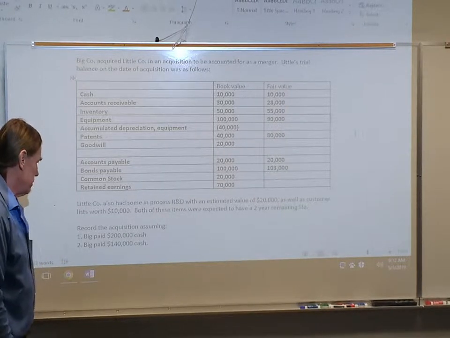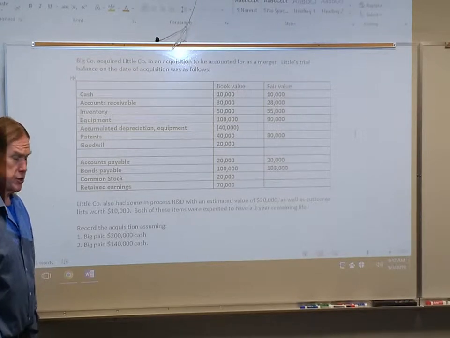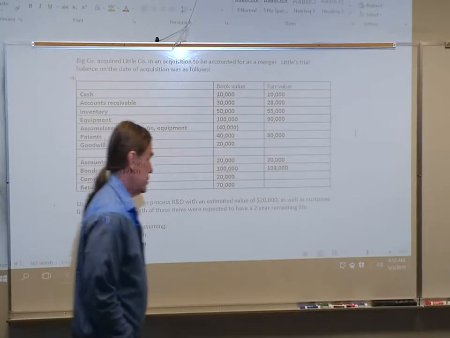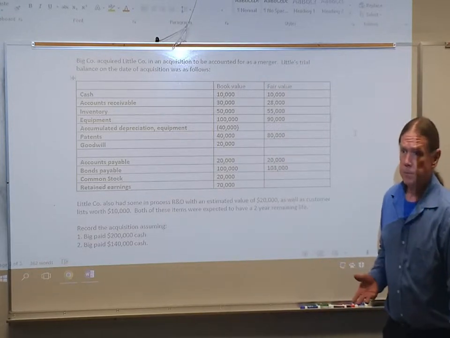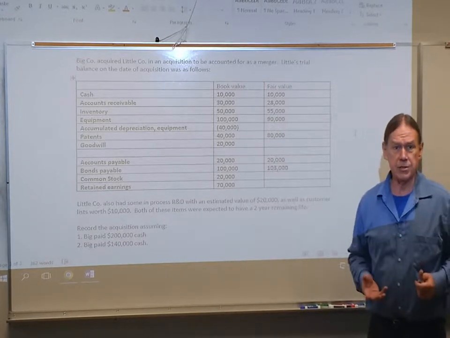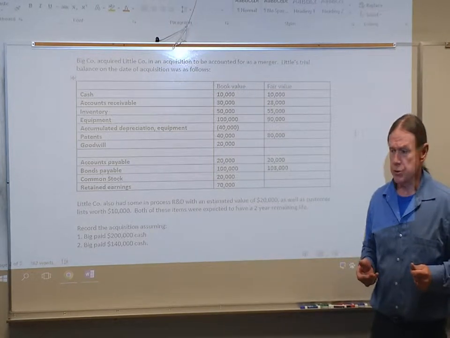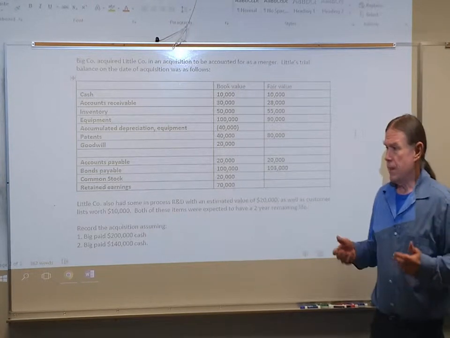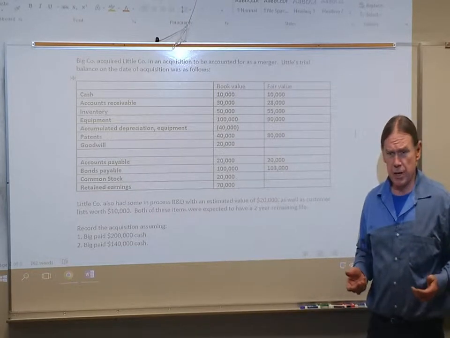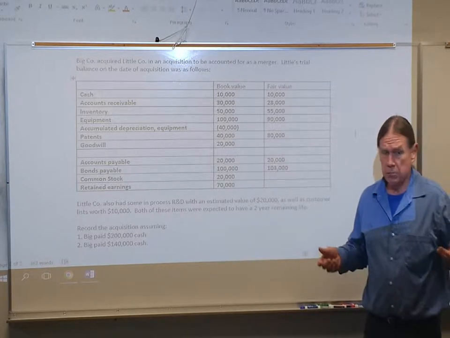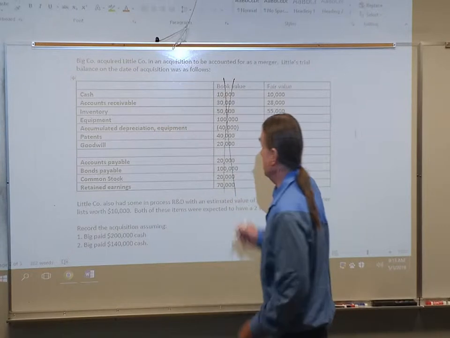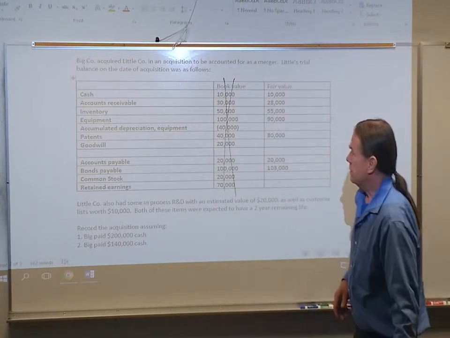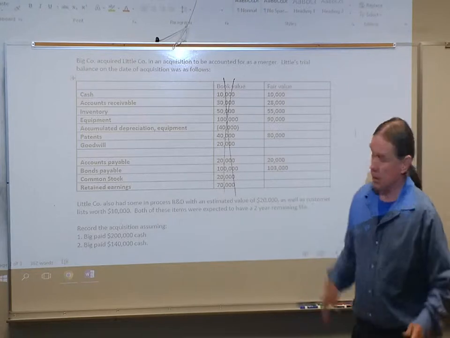And I want to record the acquisition, first assuming Big paid $200,000 in cash, and then secondly assuming Big paid $140,000 in cash. Now, there are a couple of things worth noting here. First and foremost, what we're essentially buying in a merger is a bundle of assets and liabilities and intangible attributes. When you buy a used asset, the historical cost to the seller and the book value to the seller are irrelevant. So your first order of business is to say, look, all of these book values are completely irrelevant. That gives me the opportunity to consolidate my board space here.